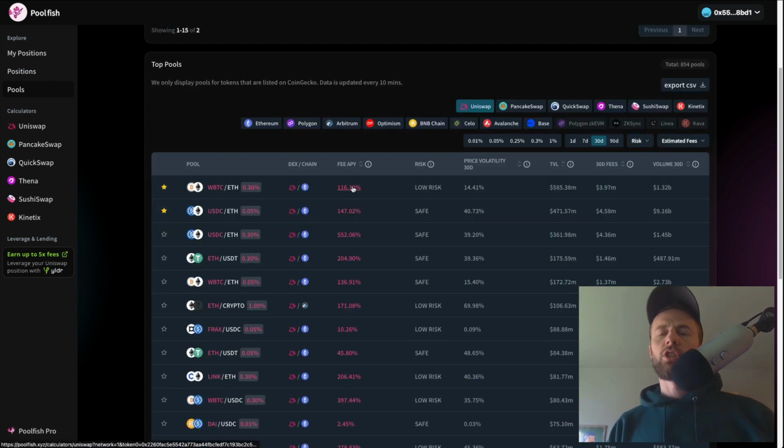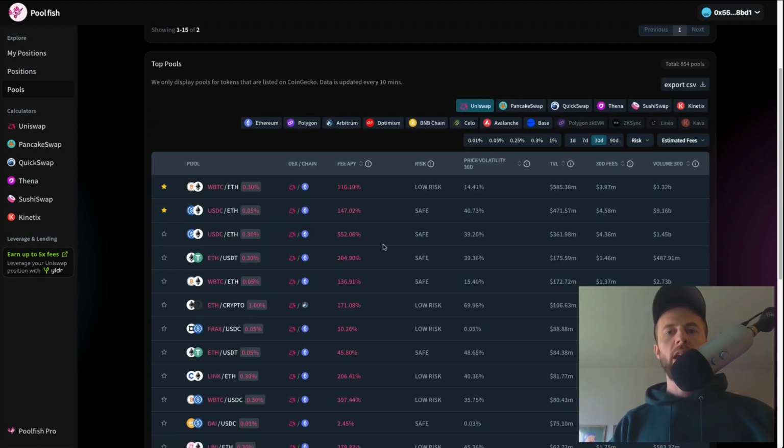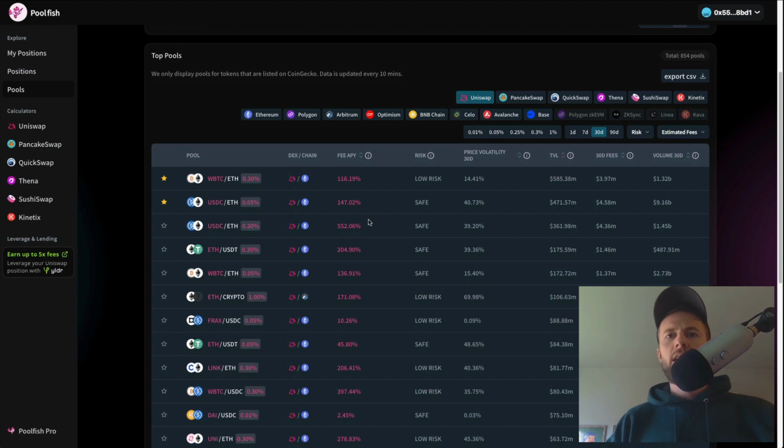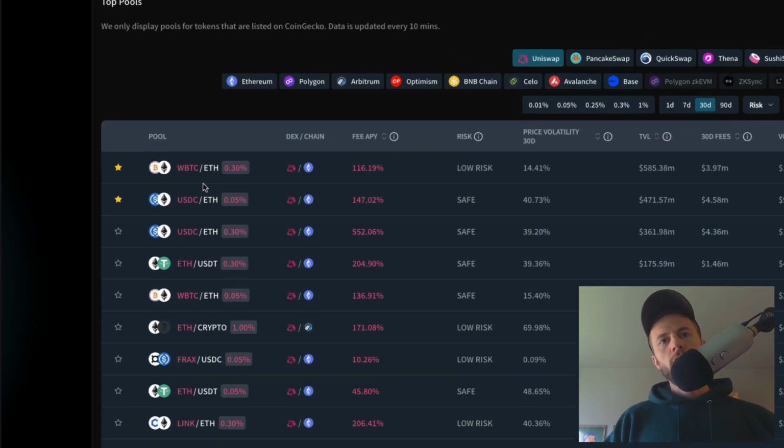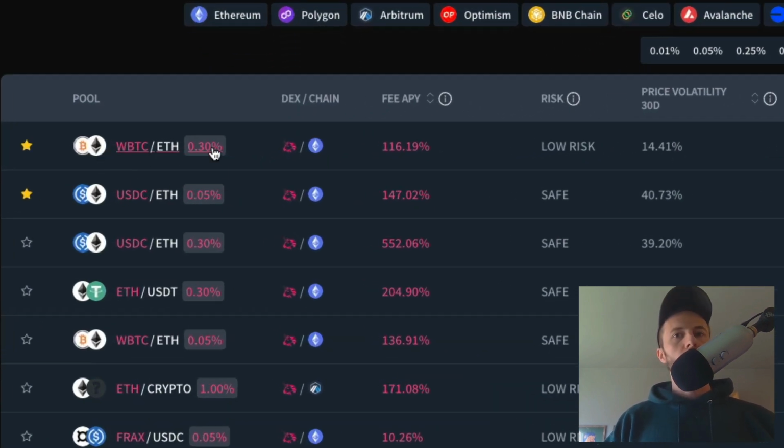Okay, so now let's talk about the different data points we have here and what they mean and why do they even matter, right? So first, we've got the name of the tokens here. You've got the fee tier that this pool is in. You've got your DEX and your chain that this is on. So this is Uniswap and on Ethereum mainnet.